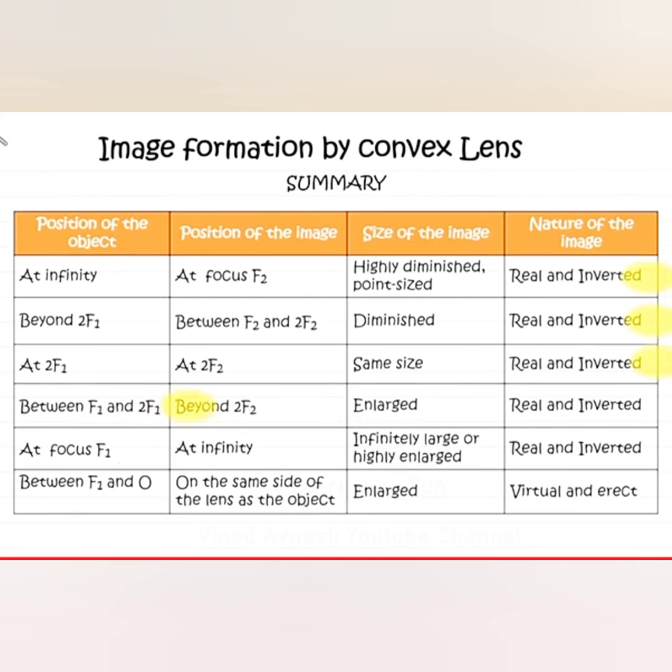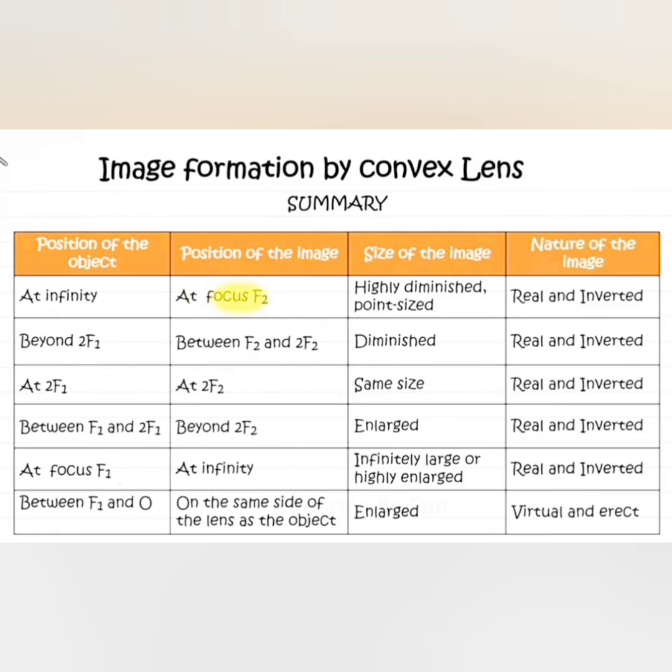Now here is a summary for your justification. You can easily find out the position of the object, position of the image, size of the image, and also the nature of the image. It will be very helpful for you. These are the 6 cases of refraction of light.